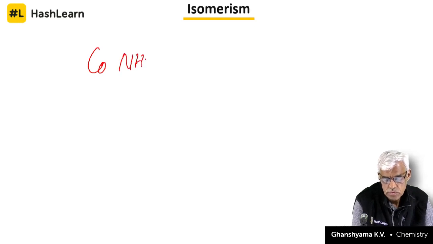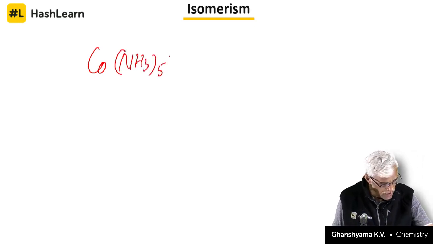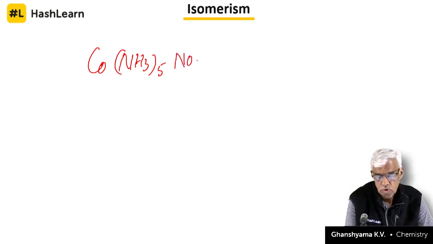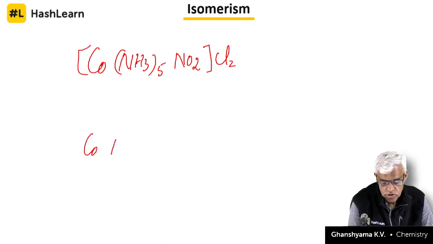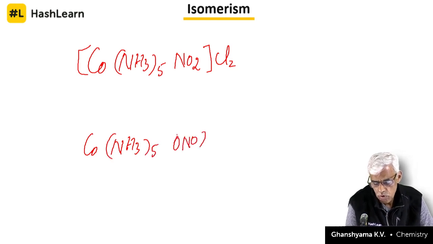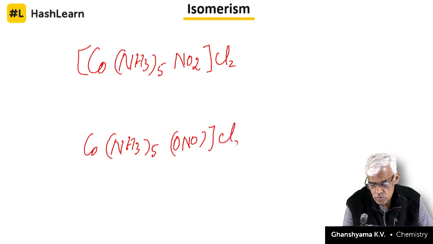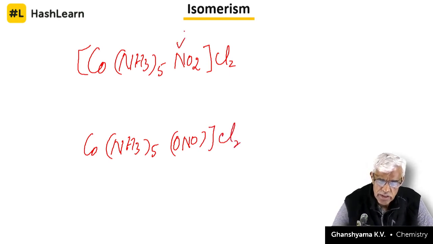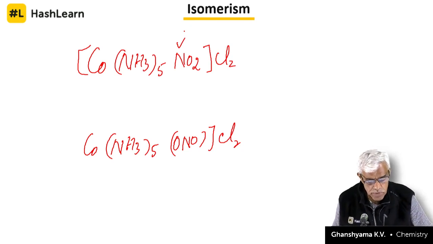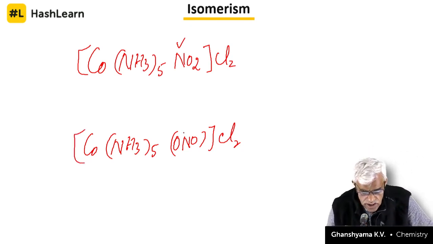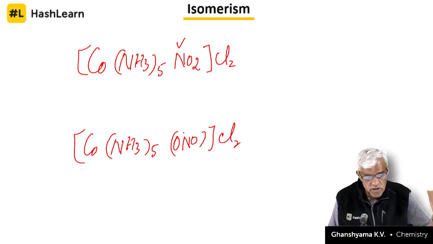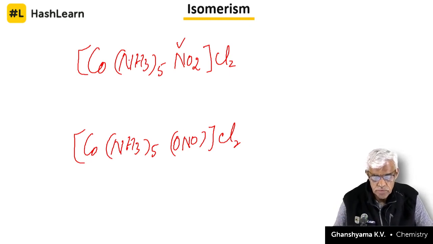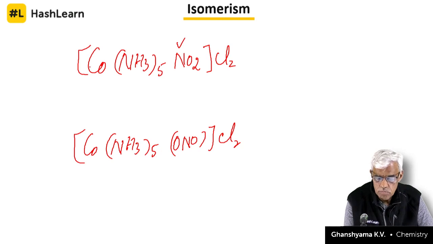[Co(NH3)5(NO2)]Cl2 and [Co(NH3)5(ONO)]Cl2. Here N is the ligating atom, N is connected to the central metal atom cobalt. Here O is connected to the cobalt. Therefore the names of the compounds are pentaamine nitrito N cobalt 3 chloride.